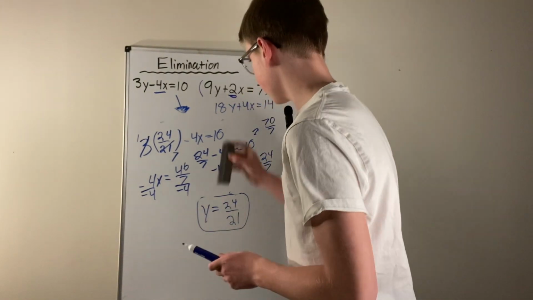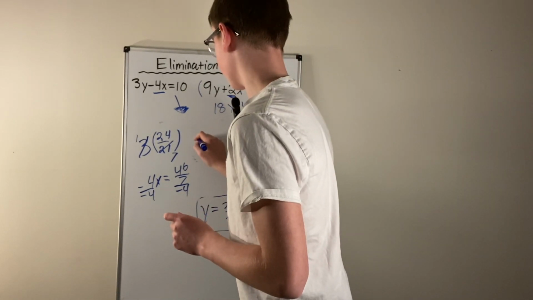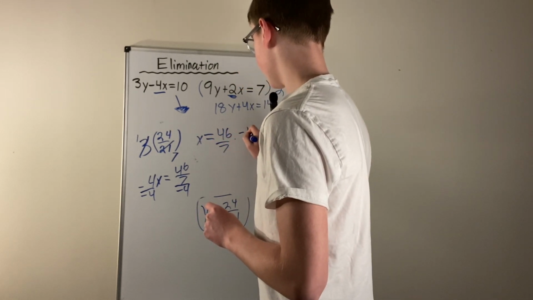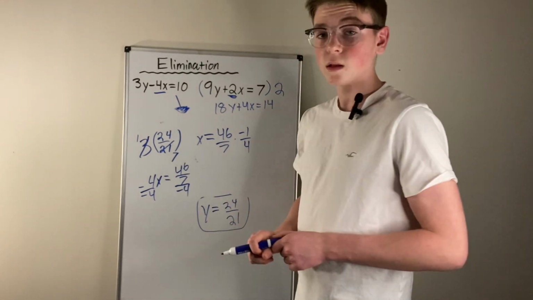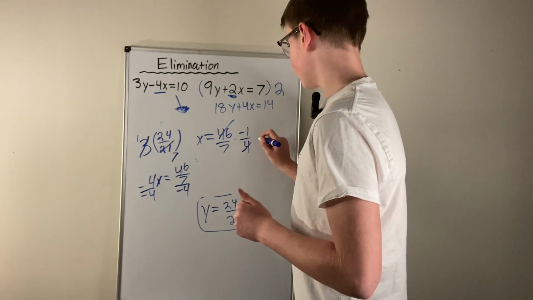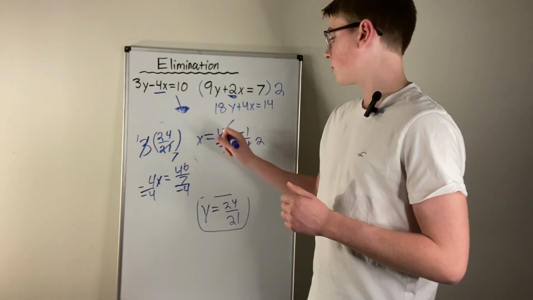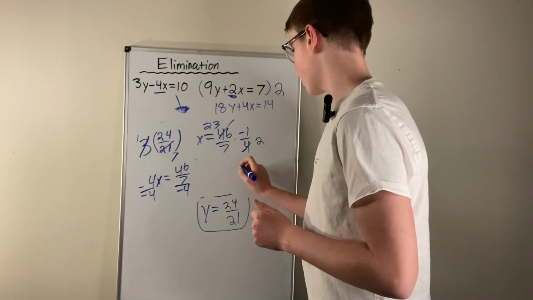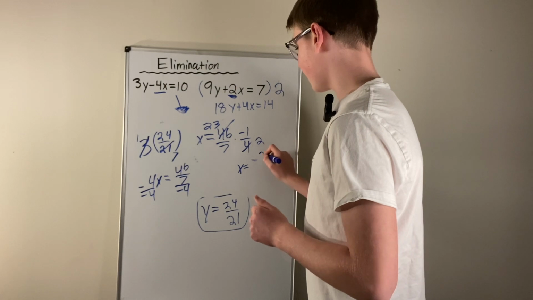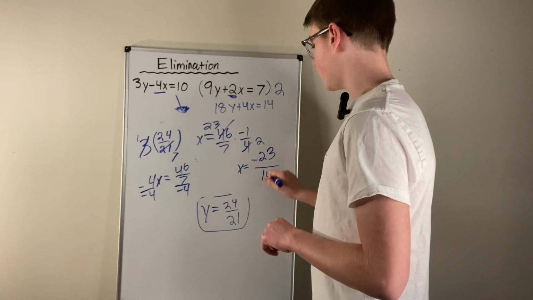So let me erase some of this. Dividing by -4 is the same thing as multiplying by -1/4. So 46 over 7 times -1/4. Well, I'm going to cancel this 46 and this 4. This will be a 2. I just took a 2 out of both of them. And then this will be a 23. So x equals 23 times -1 is -23 over 7 times 2 is 14.